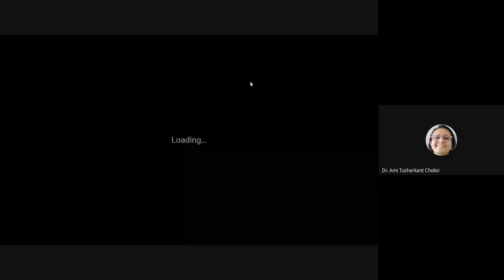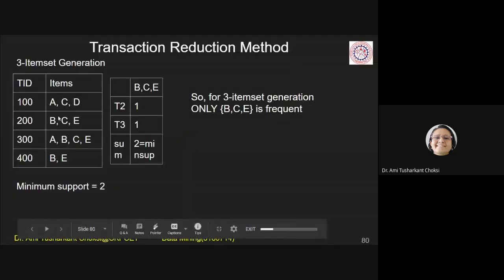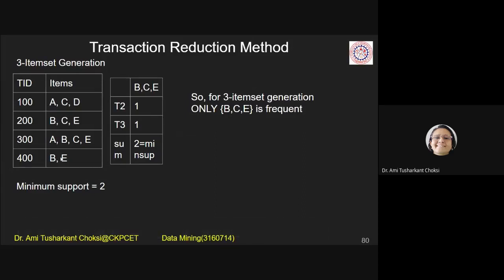Now let us check it out. T2. No need to check for T1, right? No need to check for this. T4. We will only have T2, T3. So we'll check for that only. Okay. T2, BCE. Okay. For T3, here ABC.